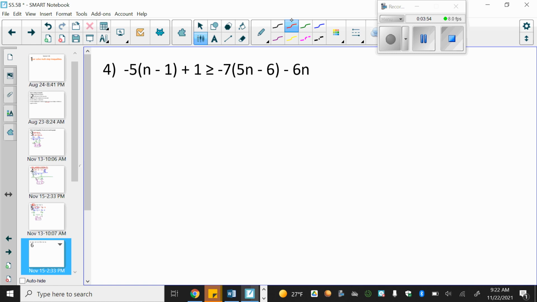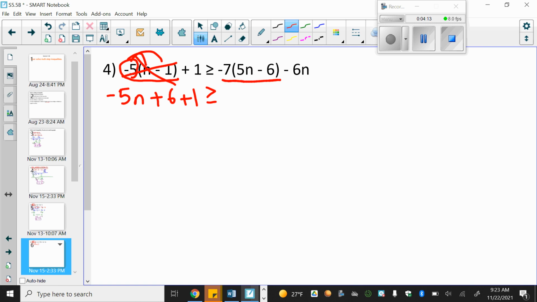Last one. Go through the same steps. Distributive property. Here's parentheses on the side. Take that negative 5 times n to get negative 5n. Negative 5 times negative 1 to get plus 5. And then bring down that plus 1. Bring down my greater than or equal sign.